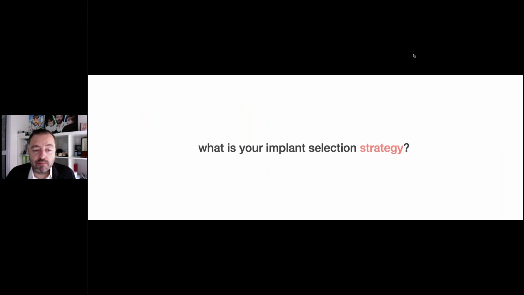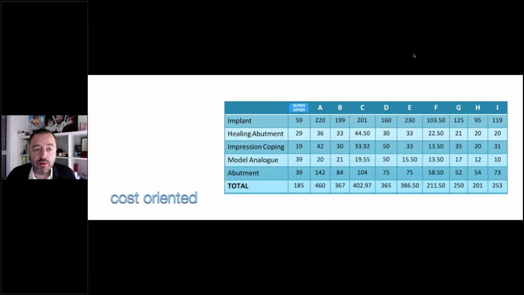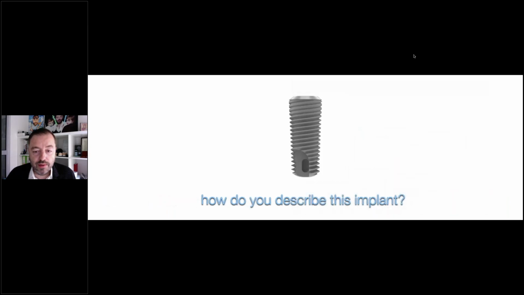So let me begin with a simple question. What is your implant selection strategy? Because it's very important nowadays to make sure how you are going to offer the treatment to your patients. So is it brand oriented, or maybe cost oriented, or also is it important to take a look at the research history of the implant? So how do you describe this implant? This is very often used in Romania. It's a bone level implant.